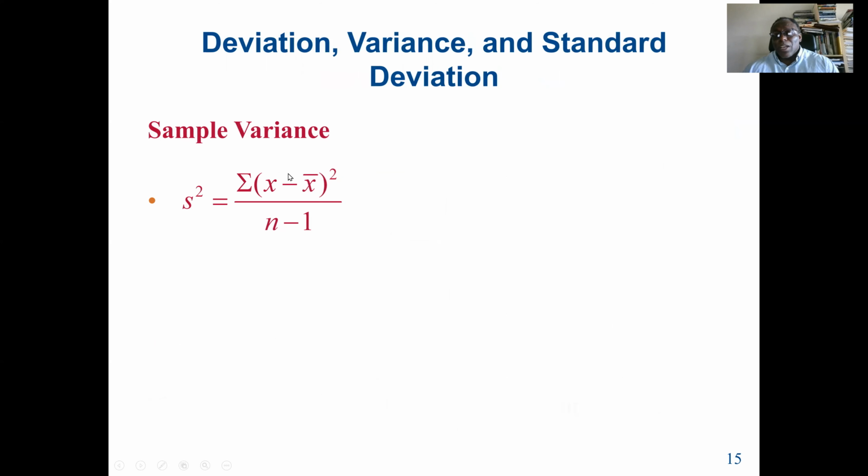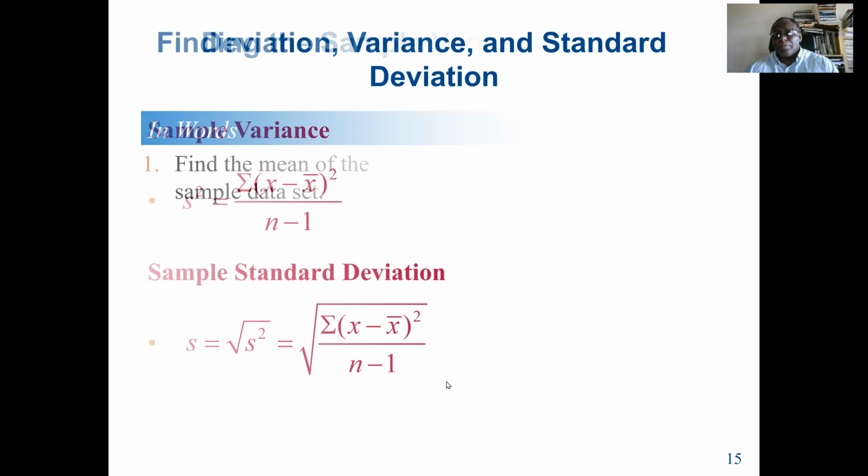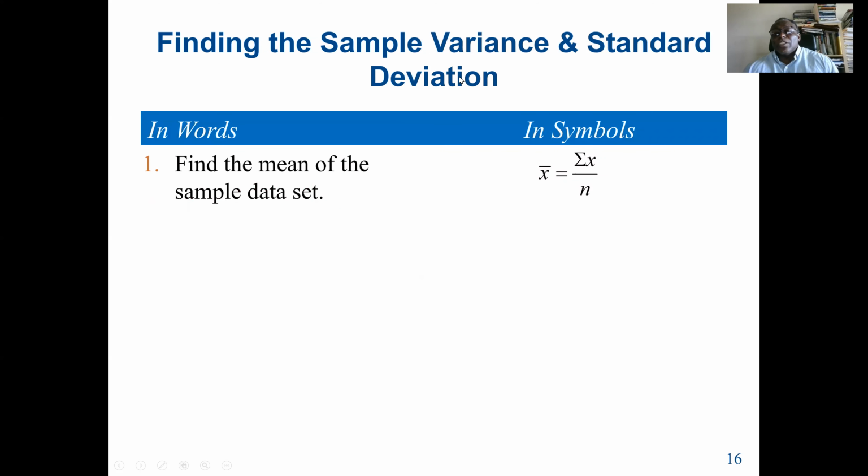So for the sample, the steps are the same. The difference is we divide by n minus 1. So we have to subtract 1 from the sample size. But again, the steps are the same. Then we find the square root of the variance, which will give us the standard deviation. So this is for the sample variance and standard deviation.